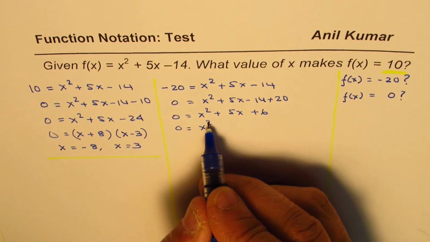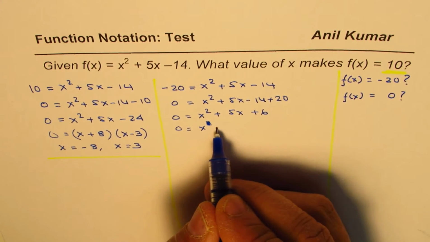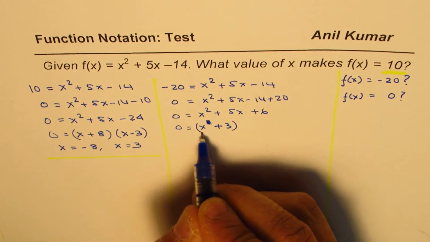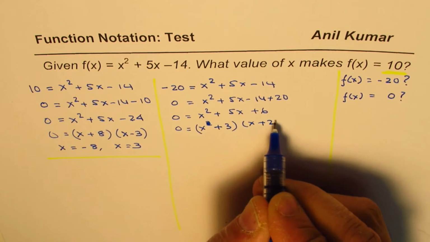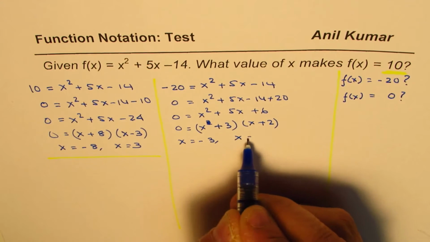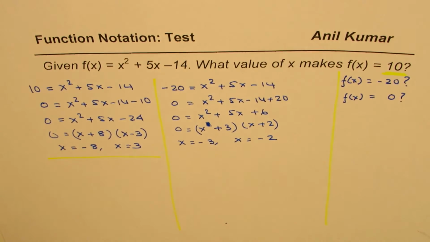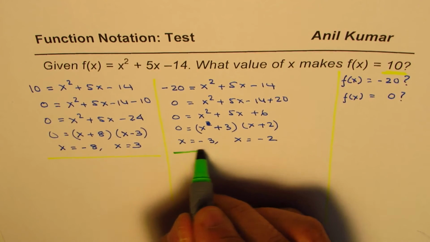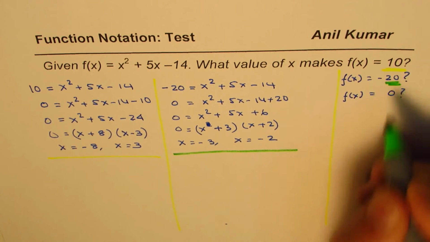Now we could factor, right? So 6 is 3 times 2, so we get x plus 3 times x plus 2, and that gives you solutions as x equals minus 3 or x equals minus 2. Perfect. So that is the second solution. So this one is for minus 20.